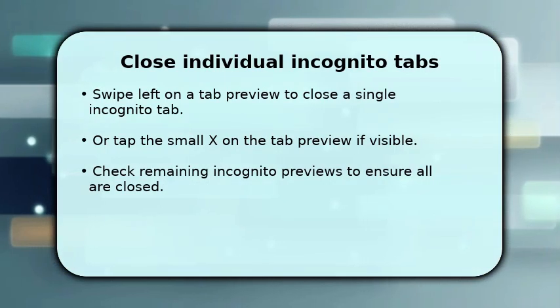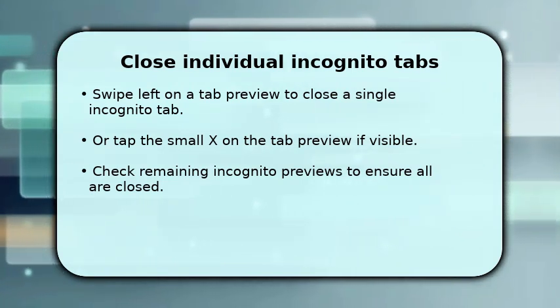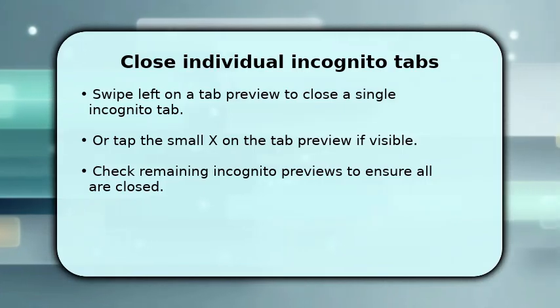You can remove one tab at a time. Tap the Incognito tab preview to bring it forward, then swipe left across the preview to close it quickly. If you prefer tapping, hit the small X on the tab thumbnail when it appears.